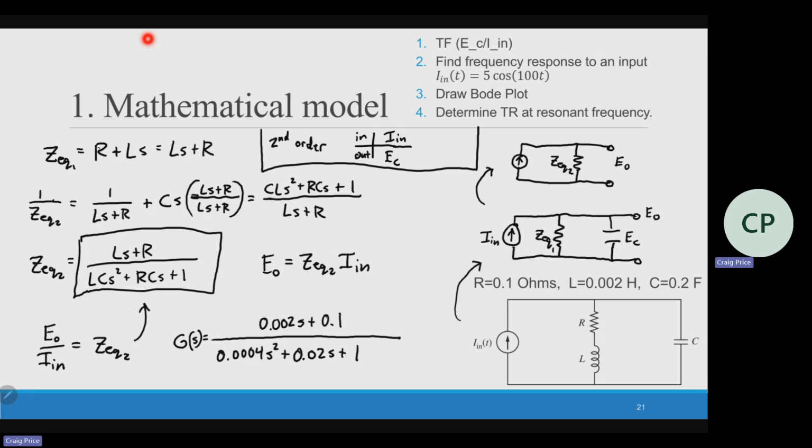So the next step is, once we have that, to try to find the frequency response. Now that I know how the system is constructed, how will it respond? What is its output going to be like when I give it this sinusoidal input?